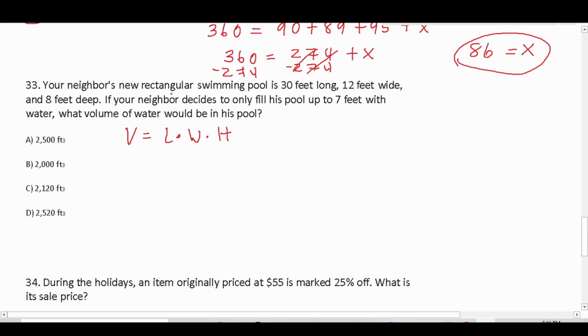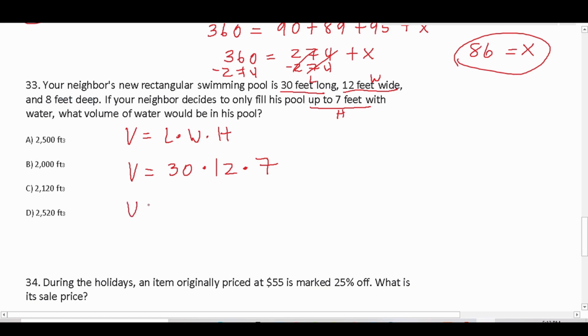Again, volume of a square or rectangular prism is length times width times height. In this case, we know our length is 30, so that's our L. Our width is 12, and we know our height should be 8, but since your neighbor's only filling up his pool with 7 feet of water, we know the height is actually going to be 7. So this is volume equals 30 times 12 times 7.